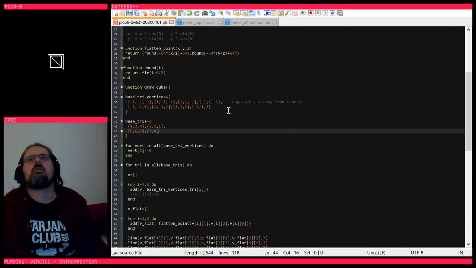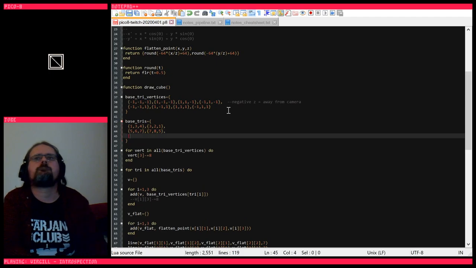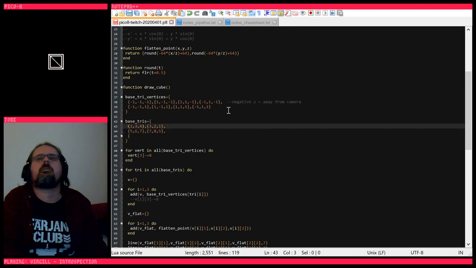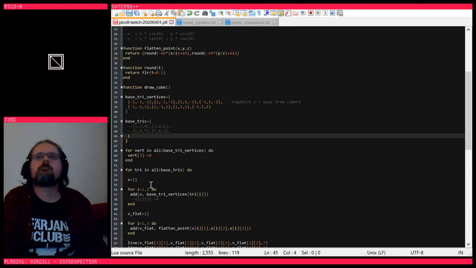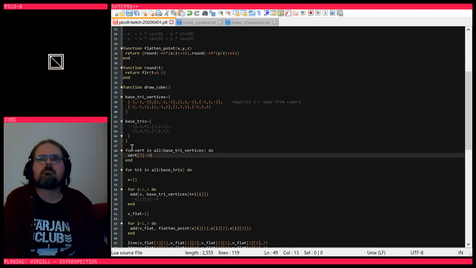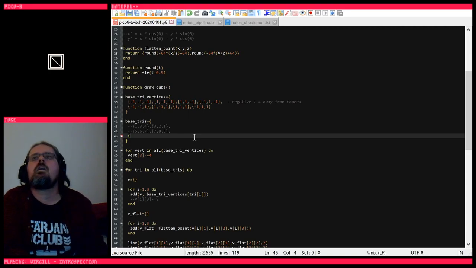Then 7, 8, 5. Okay. Let's move this for a while and let's do the side vertices. So the left side should be vertices 1, 4, 5 and 8.